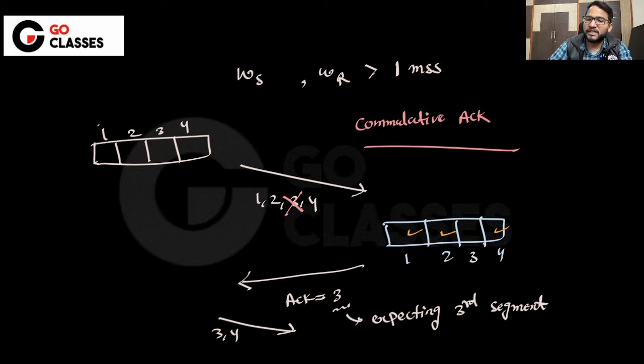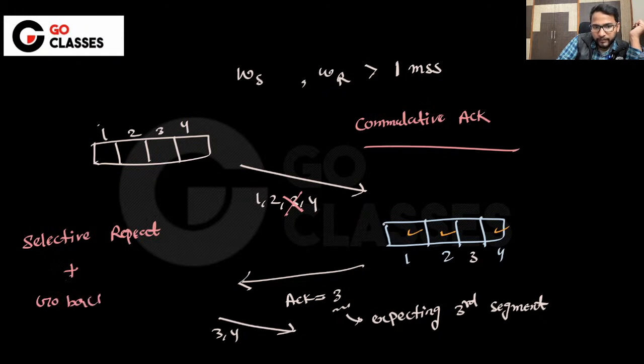Okay, and the window sizes could be more than one MSS. So I will suggest you do not relate it directly with selective repeat or go back N, because it is a combination of both, right? From selective repeat, it is taking the window sizes, and from go back N, it is taking the ACK part. Here it is using the best of both. It is using window sizes of more than one here, and it is using cumulative ACK from here.